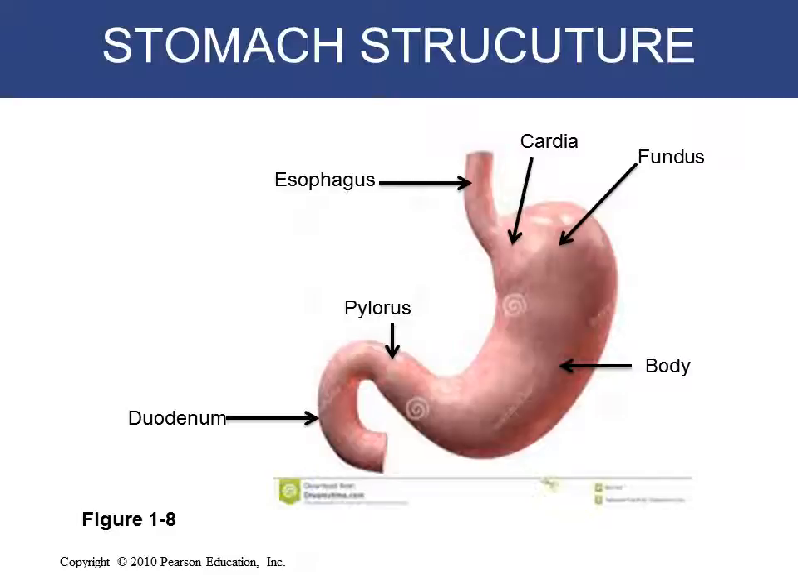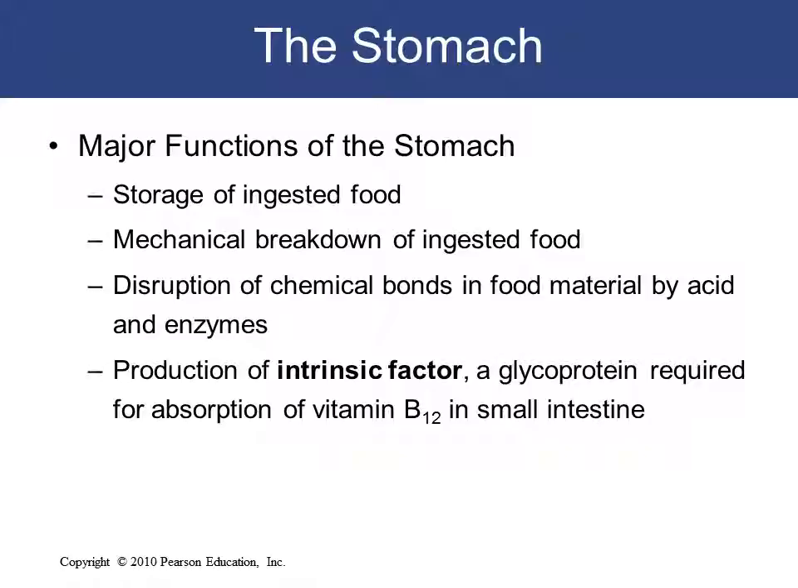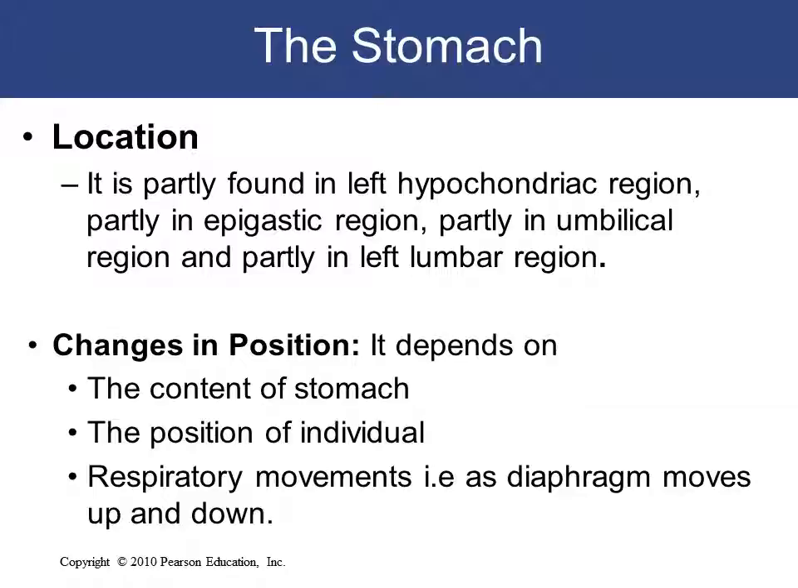The duodenum is the first part of the small intestine. The major functions of the stomach are to help in storage of ingested food, mechanical breakdown of ingested food, disruption of chemical compounds in food material by acid and enzymes, and production of intrinsic factor, a glycoprotein required for absorption of vitamin B12 in the small intestine.